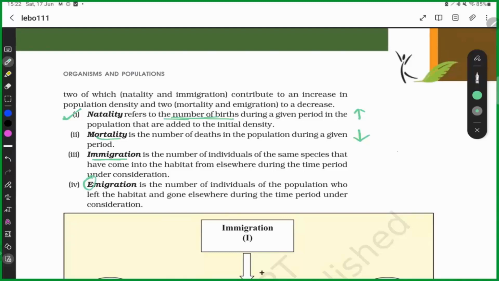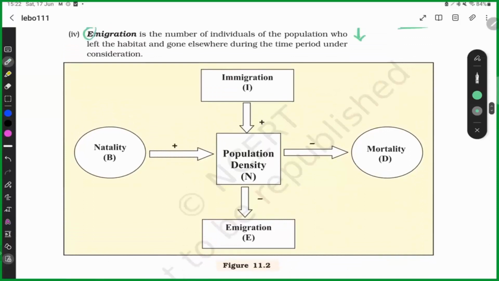Let's see. Arrows are like this. It means some individuals are going out from the population. So emigration will decrease the population density. Immigration will increase the population density. Here, natality is positive, mortality negative. Immigration.